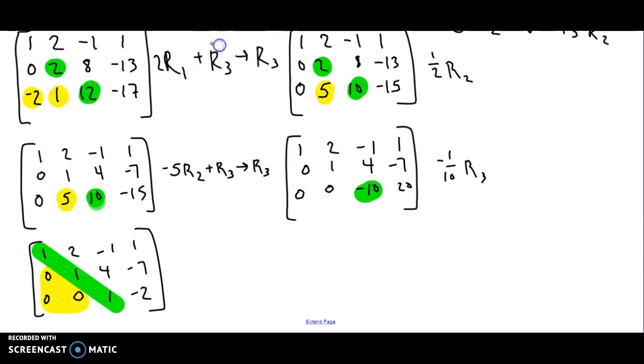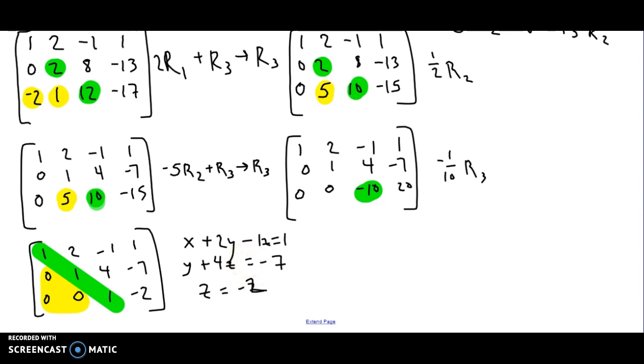So now if we want to go ahead and solve this equation, we set it up by making sure we have x plus 2y minus z equals 1, as well as y plus 4z equals negative 7. And the last one is just z equals negative 2. Sorry, my pen is not working. So these are how you would go ahead and set up your row echelon form.